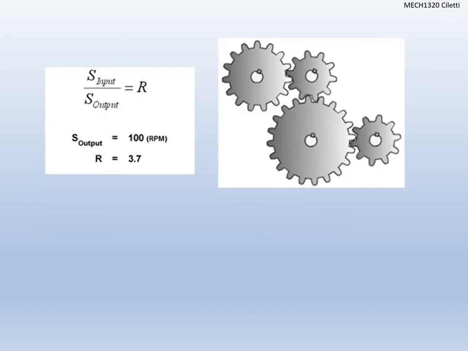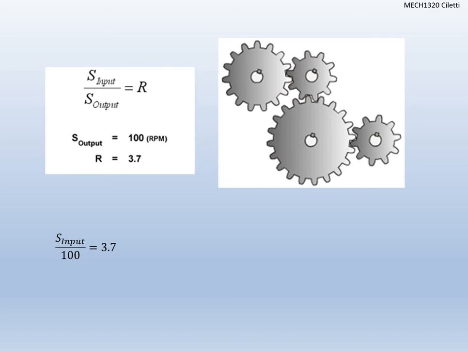So that enables us to use the ratio to calculate speed. If we know the output speed or we know the input speed and we know the gear ratio, we're able to do some simple calculations. So here in this example, we're given the output speed as 100 RPMs, and our ratio is 3.7. So we have to know our input speed. We want to be able to calculate our speed input. So we set it up using the equation given above: speed input over 100 is equal to 3.7.